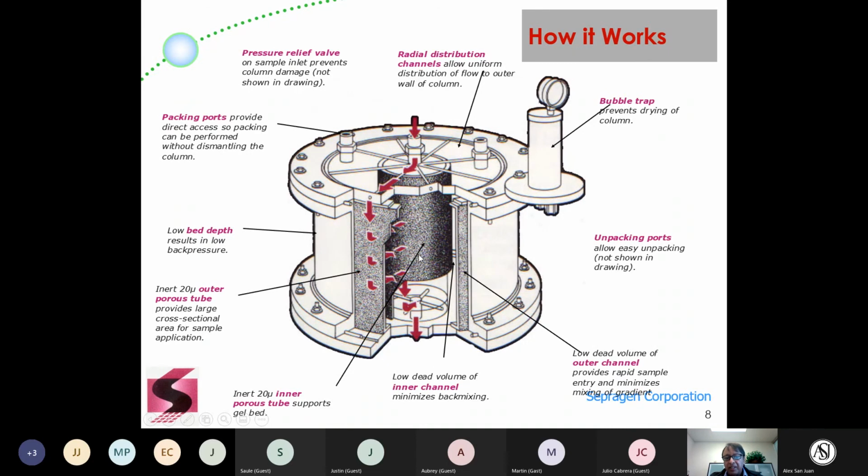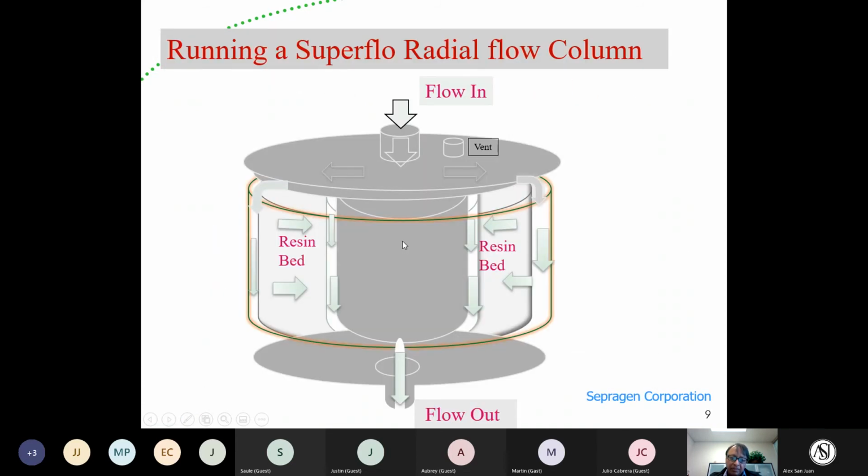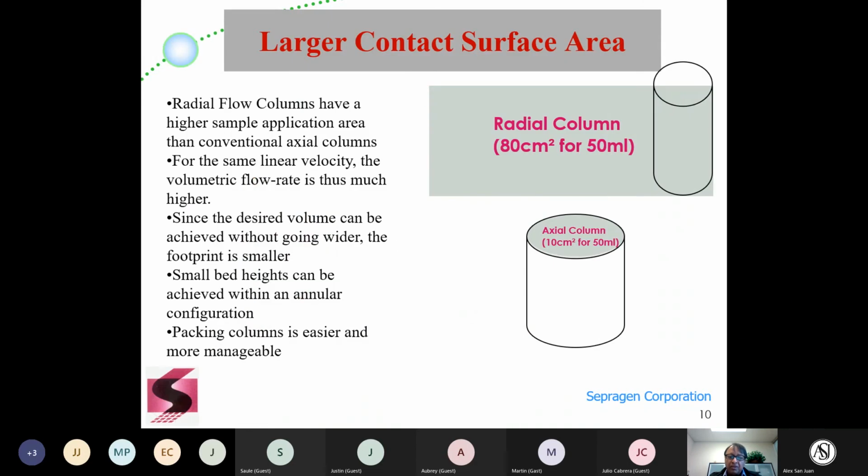So you have a very large area and a very short distance. The outside frit area is 2 pi r h, and the distance between the inner and the outer frit represents the bed depth. Okay? And that's how the flow takes place in the column. So basically, if you look at these two cylinders, they're the same volume, but the outside area is much more, in this particular case on the top, which is the radial column, at 2 pi r h, as opposed to pi r squared in the axial column.